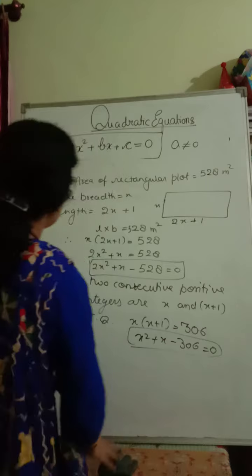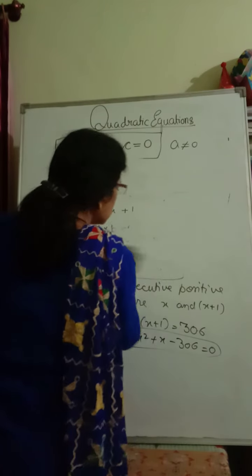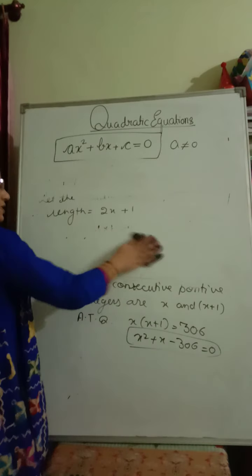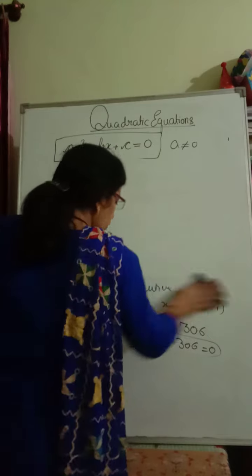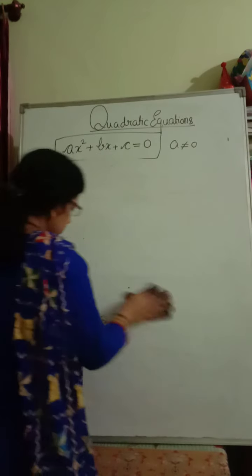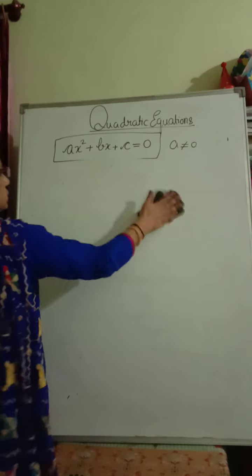Okay, so now let us move to third part. They are very easy questions. The first exercise is very easy. You don't have to solve them, only you have to represent them in the form of a quadratic equation. So now we are moving to third part. What is third part?